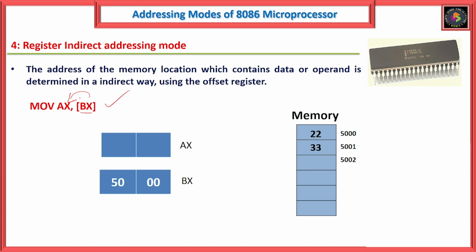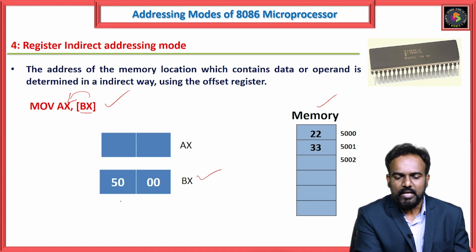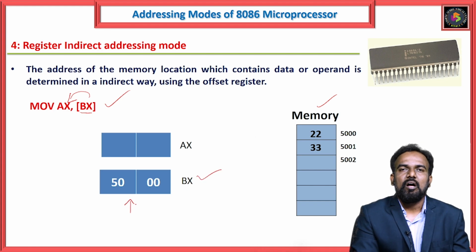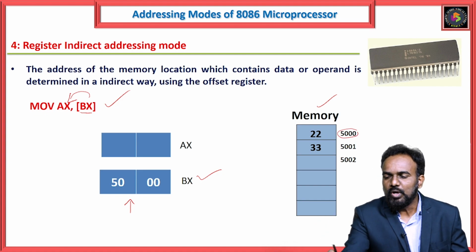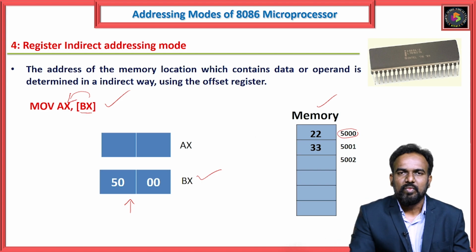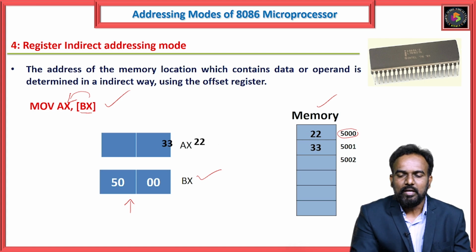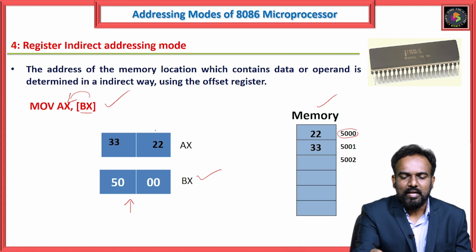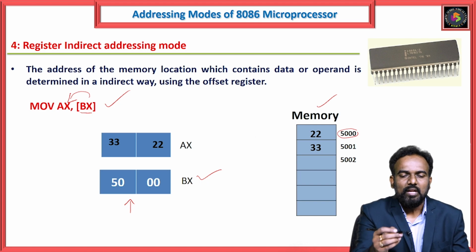Here we can check, for example, this is the memory. The BX register is holding 5000H. This is the address, and that address holds the value 22. Of course, that is a 16-bit number, 2233. Whenever you execute the instruction MOV AX, [BX], the 22 and 33 go into AL and AH, and in that way the data is stored in our AX register.